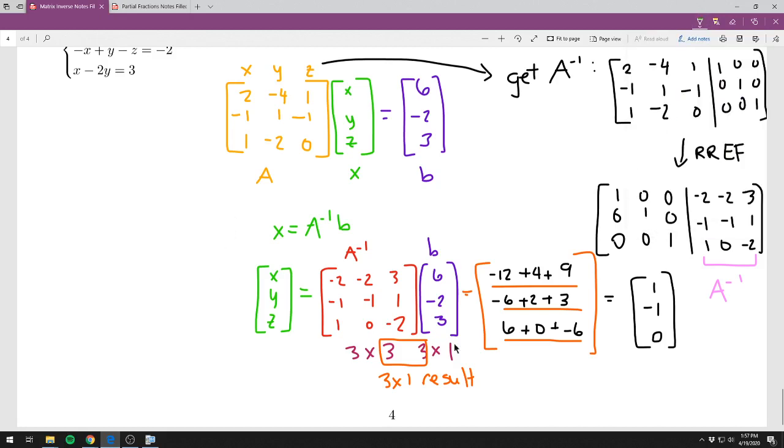Right, so the reason why it's so important to write this part in order is now the numbers correspond. The top number is x, the middle number is y, the bottom number is z. Okay, so we get x equals 1, y equals -1, z equals 0.